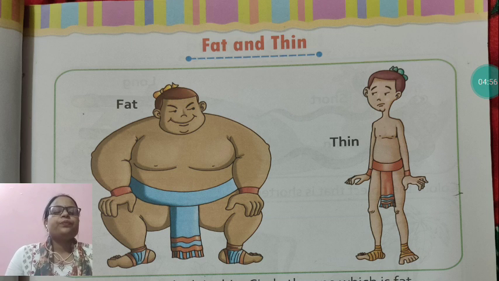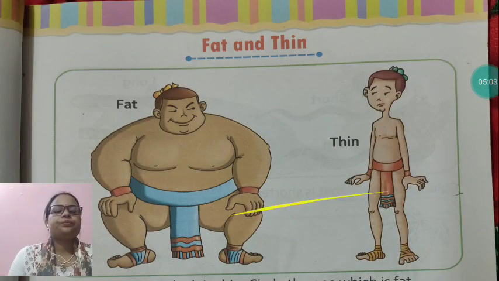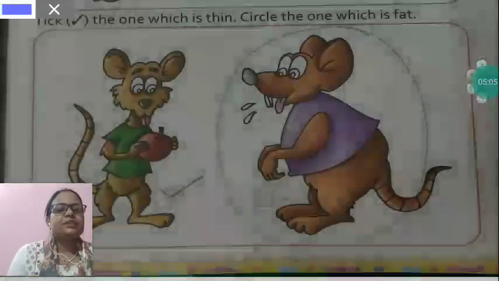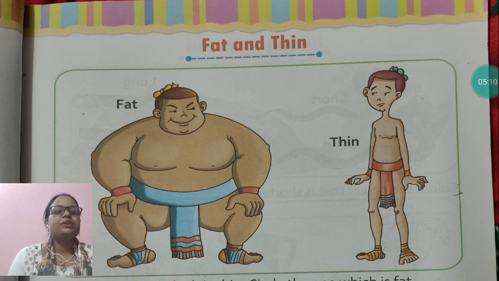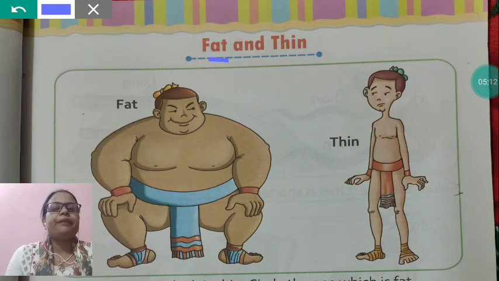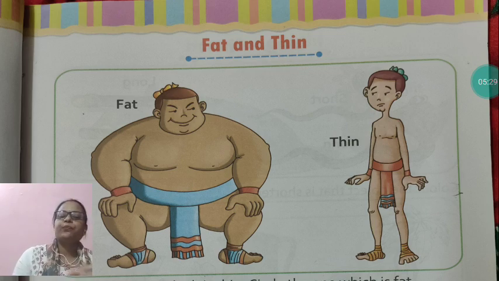Now next I would like to teach you page number 7. You can see page number 7 is written here. On this page the heading is FAT, fat, AND, THIN, thin, fat and thin. I am going to explain how you will recognize any picture or object, that this is fat and this is thin.